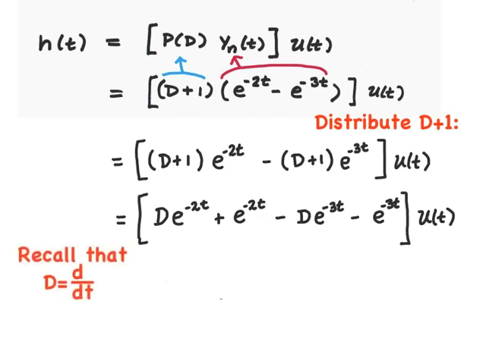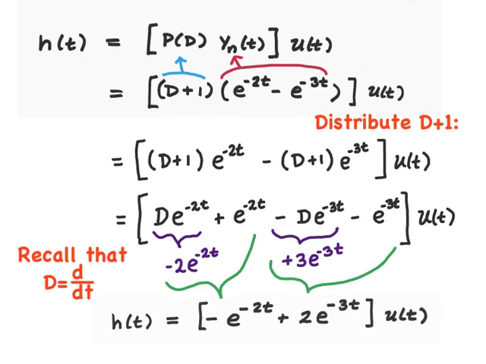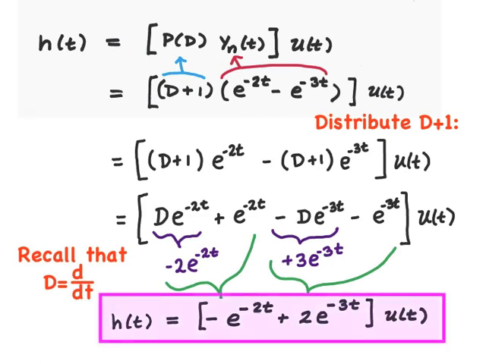Now recall that the differential operator, capital D, is equal to d dt. So we'll apply d dt to all the terms that capital D is multiplying, which yields the expressions shown here. Now collect together the like terms and simplify. And this yields the impulse response h of t. It's equal to the quantity e to the minus 2t plus 2 e to the minus 3t multiplied by u of t.